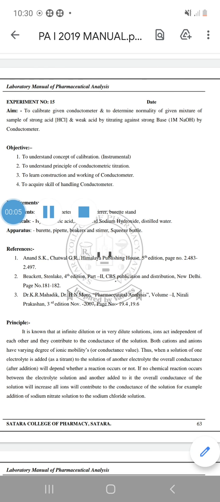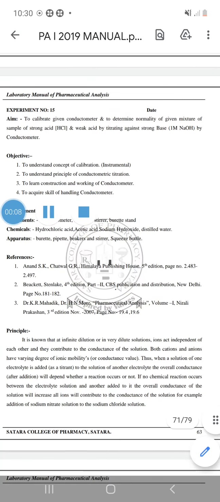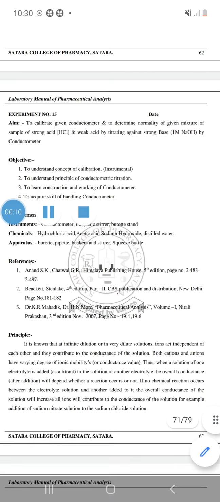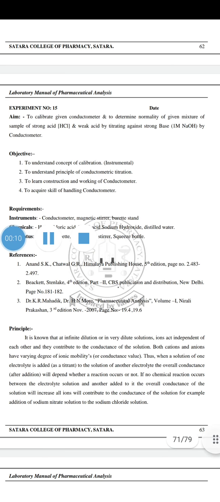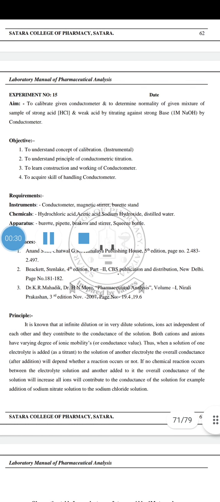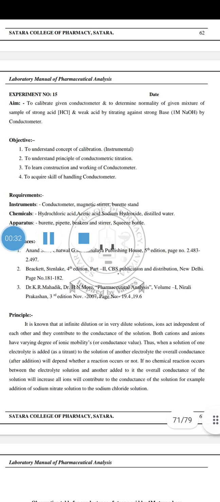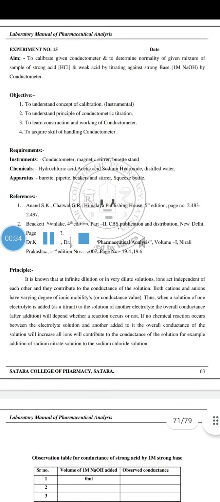Today we will discuss experiment number 15: to calibrate the given conductometer and to determine the normality of a given mixture sample of a strong acid and a weak acid by titrating against a strong base, 1 molar sodium hydroxide, by conductometer.